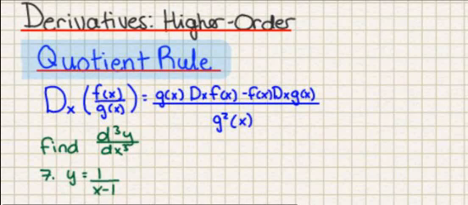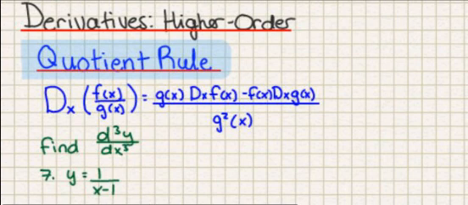Hi, so we're learning again about derivatives of the higher order, and this question involves knowing the quotient rule. So the question is, find the third derivative of y equals 1 over x minus 1.